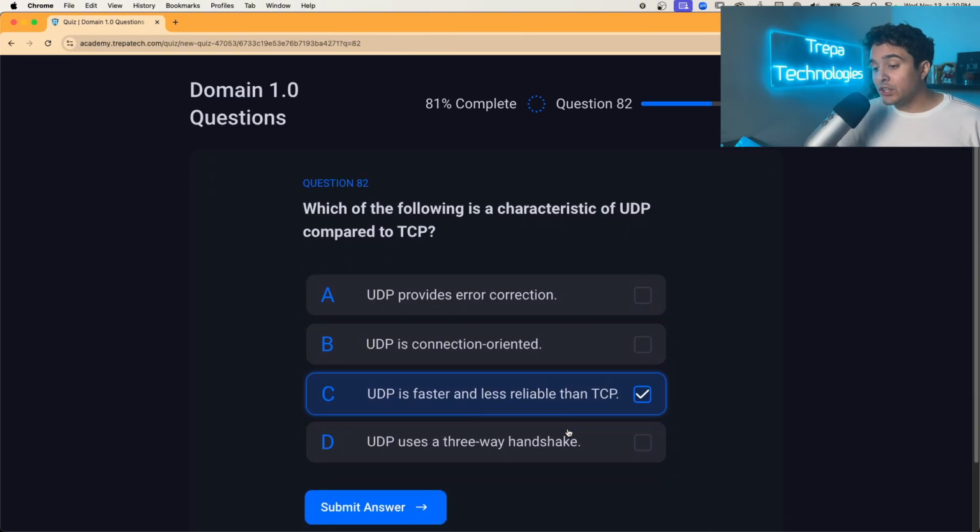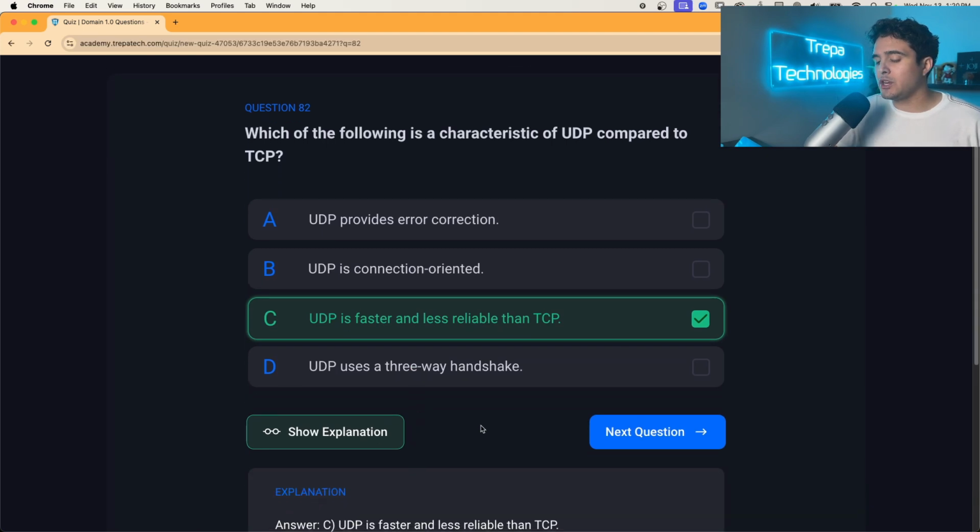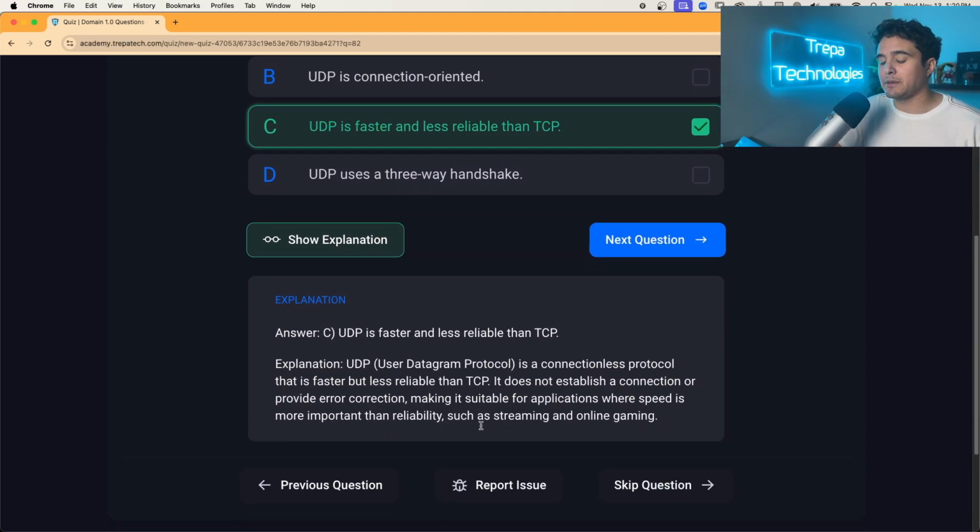And this one I don't really like. They say UDP is faster, and really what they're trying to say here is since we don't need that three-way handshake, we don't have TCP window scaling issues. UDP is used for data transfers that need to be in real time, like video, voice, live streaming, things like that. So we're going to go with C though. UDP is faster and less reliable than TCP. Go ahead and pause the video if you'd like to read the explanation.